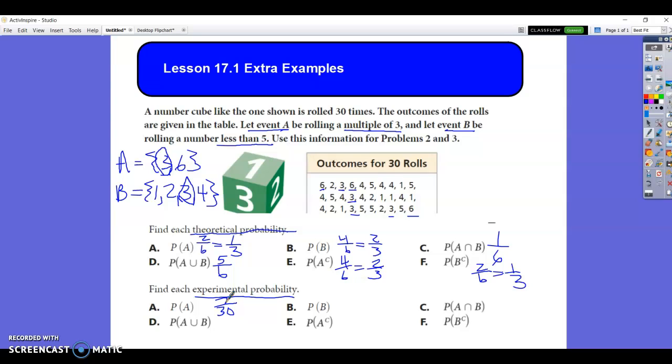All right, the probability of getting B. So the probability of B would be 1, 2, 3, or 4. So let's highlight these. So here's a 1. Here's a 1. 1. Okay, there's a 2. And a 3. And 4.